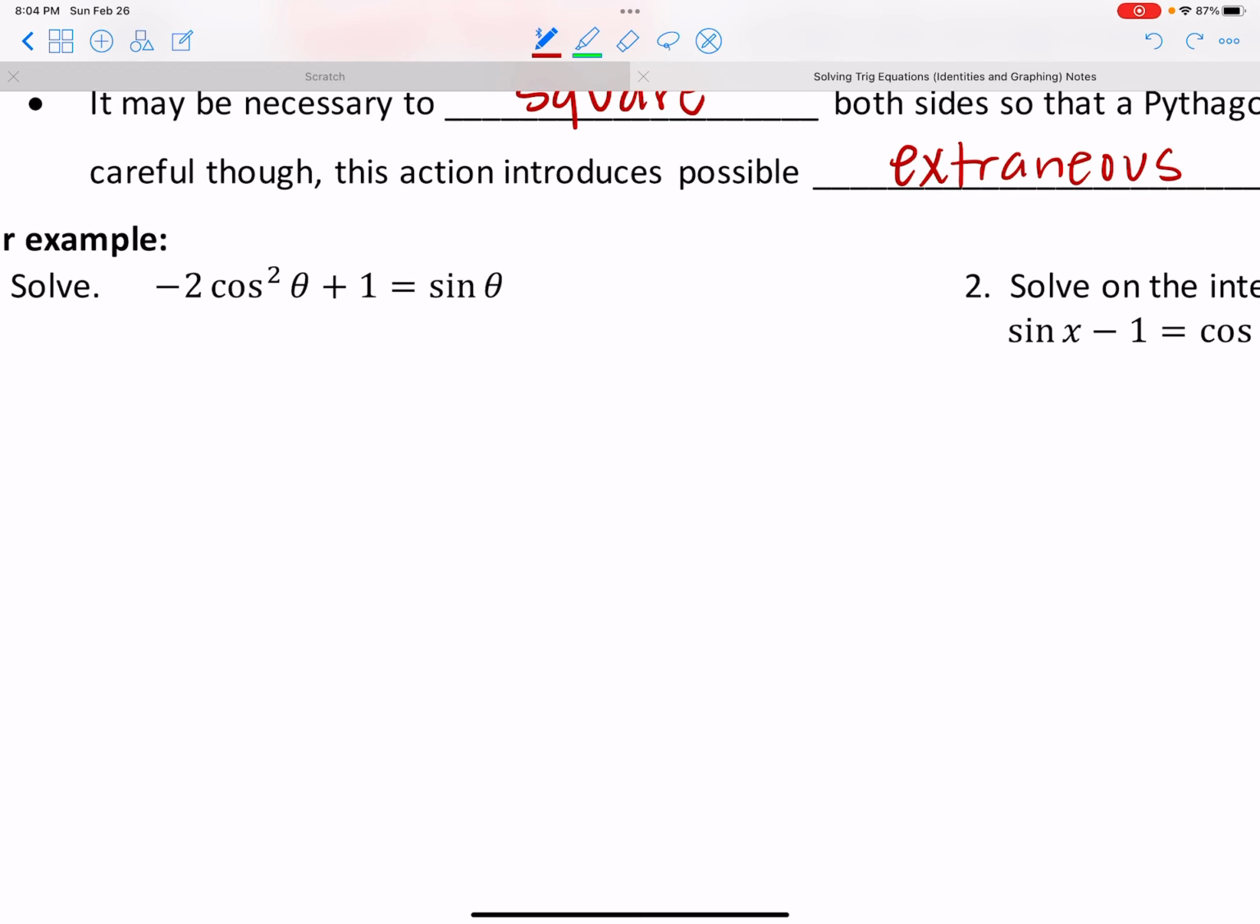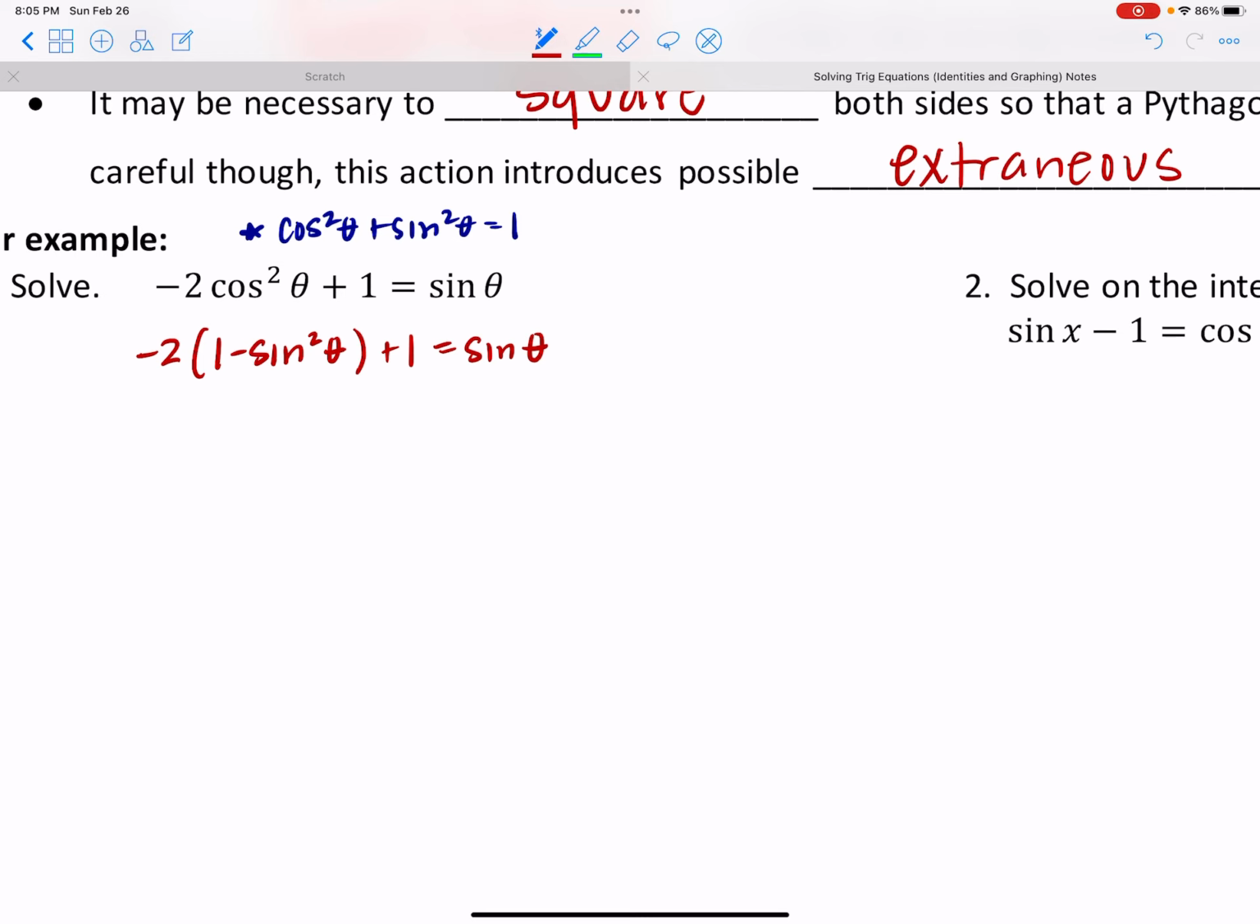And hopefully it's seeming familiar to you, but cosine squared is in one of our Pythagorean identities that is used quite a bit: cosine squared plus sine squared is equal to 1. That means I could replace cosine squared with 1 minus sine squared if I moved that over. So that's what I'm going to do here. I'm going to leave the -2, take the cosine squared, and replace it with 1 minus sine squared. And then I still have the plus 1 equal to my sine of theta. And now I have one equation that only has one trig function in it.